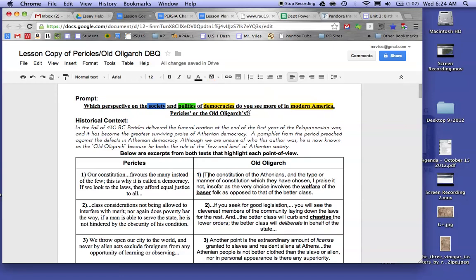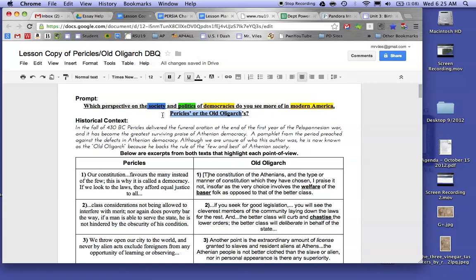Pericles and the old oligarch, these two texts we read, they had two different perspectives on how a democracy acts. Pericles said democracy will make citizens better, stronger, make a society better and stronger. The old oligarch said exactly the opposite. He said democracy weakens. You want to have an aristocracy, right? You want to have rule of the best. And so he would say that your society and your politics will be weaker under a democracy.